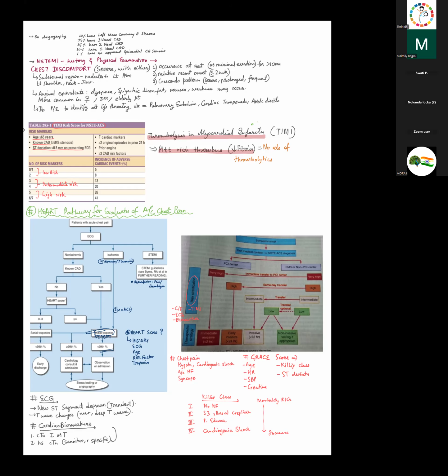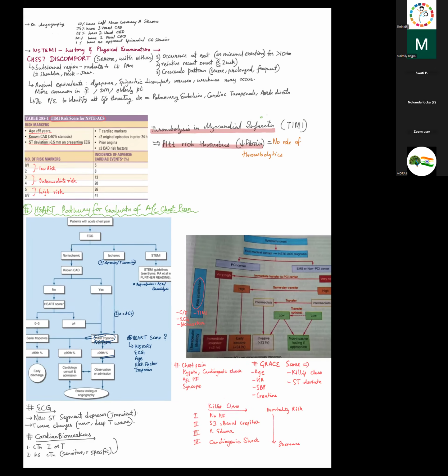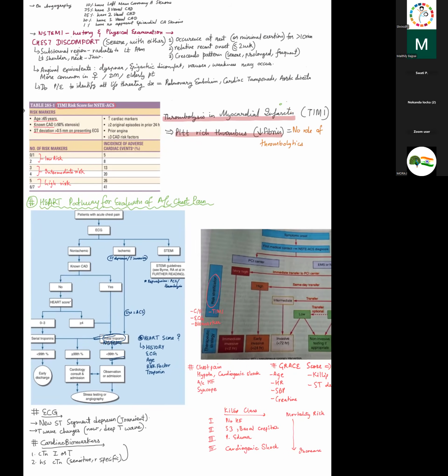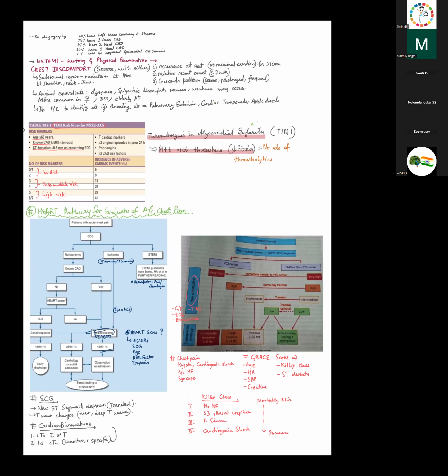So next is the HEART pathway for evaluation of acute chest pain. Patient comes with acute chest pain, we do the ECG, we see whether it's non-ischemic, ischemic, or STEMI. For a non-ischemic patient, we ask whether coronary artery disease is present or not. If no, then we'll do the HEART score. What's a HEART score? It includes history.